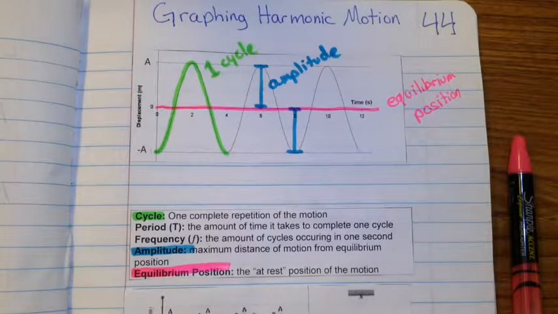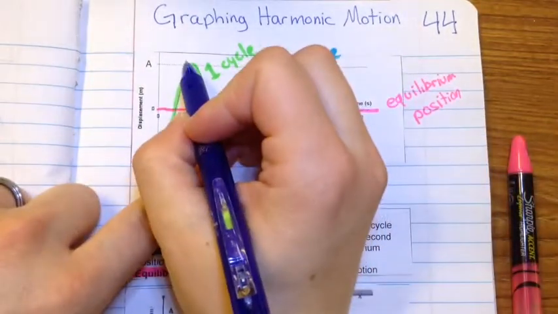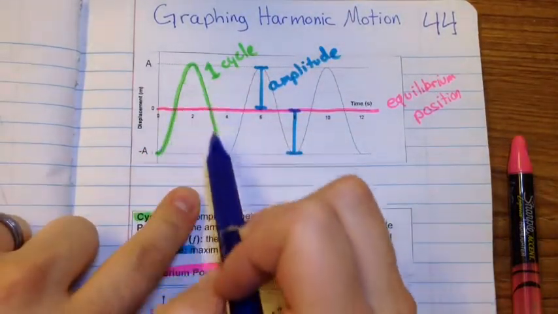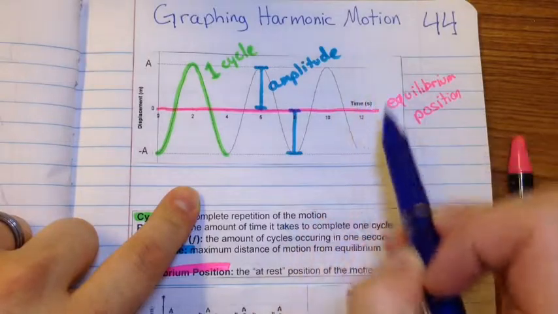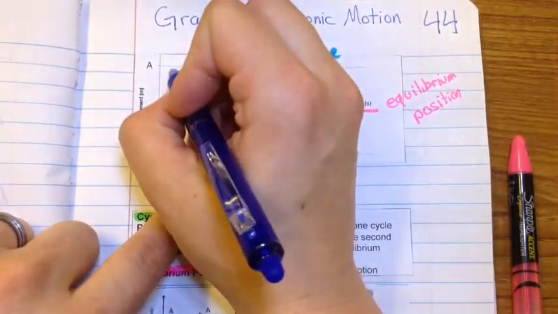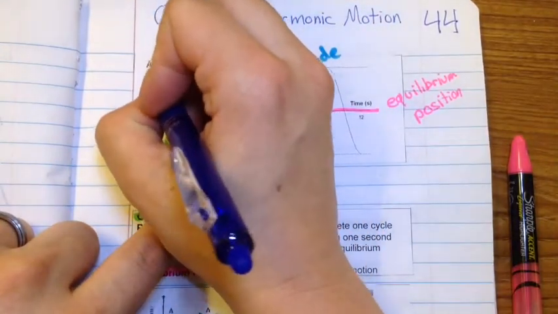Now, 2 more words that are going to be helpful while we are describing this. When we're looking at the very, very top of one of these waves, this is described as a sine wave. When we're looking at the very, very top of that right there, there's a name for that very, very top point. That's called the crest.